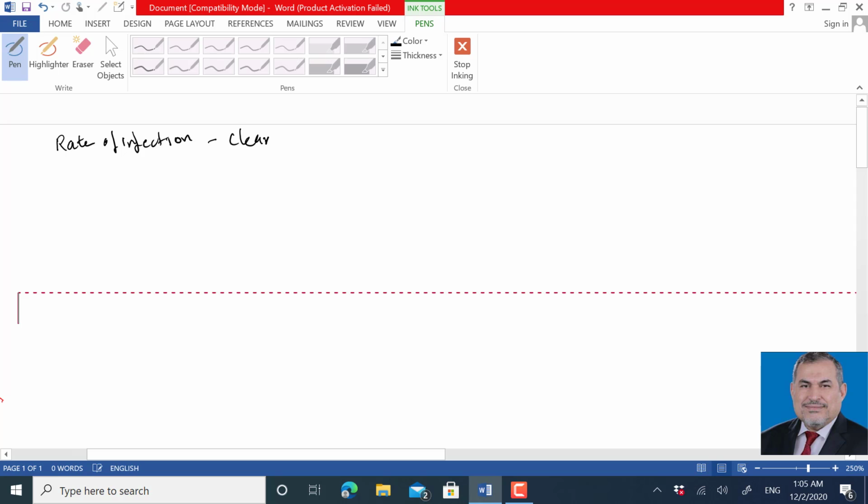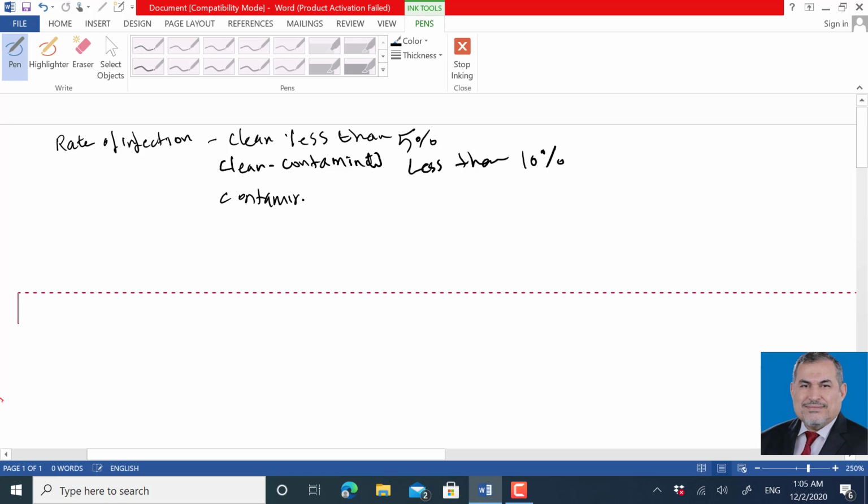In clean wounds, infection is less than 5%, while clean contaminated wounds are less than 10%, while contaminated wounds are less than 15%. Dirty wounds should be 25 to 40%.